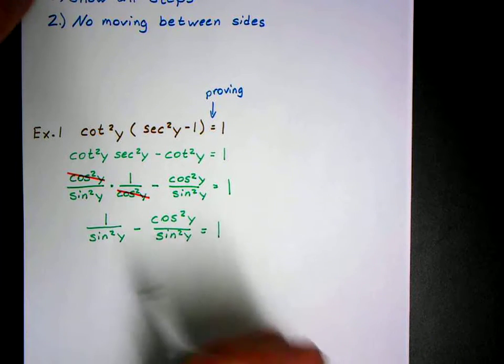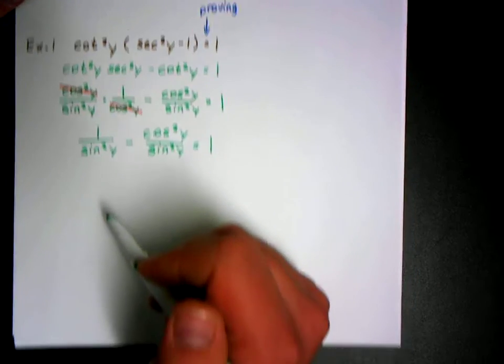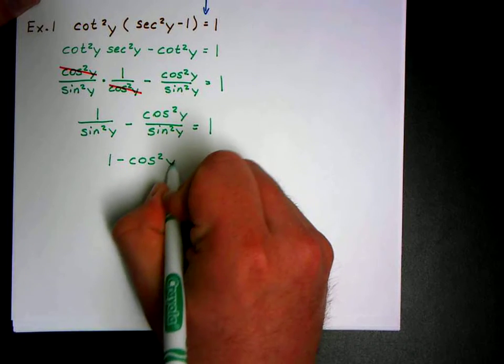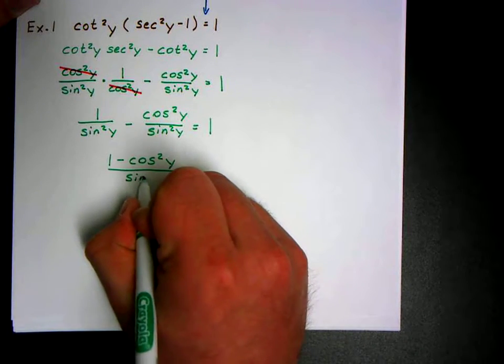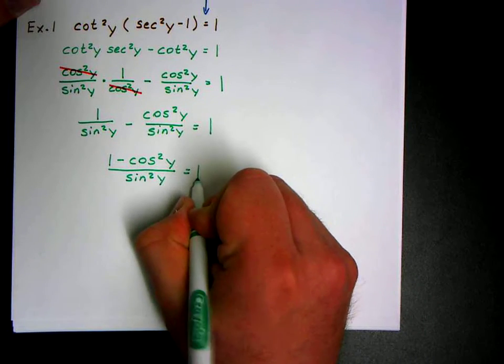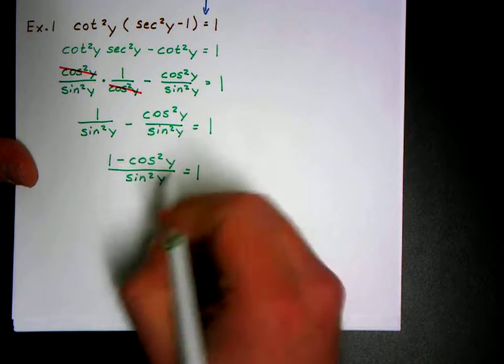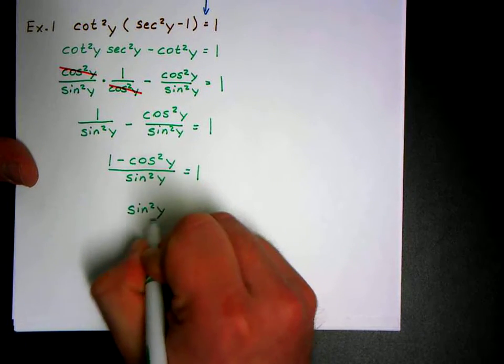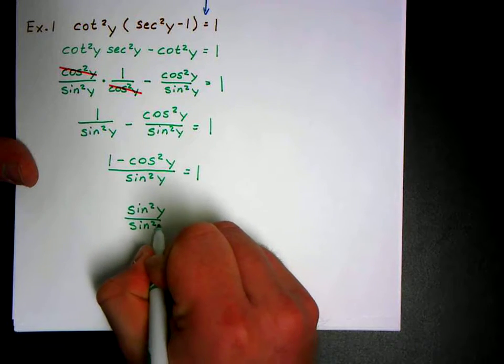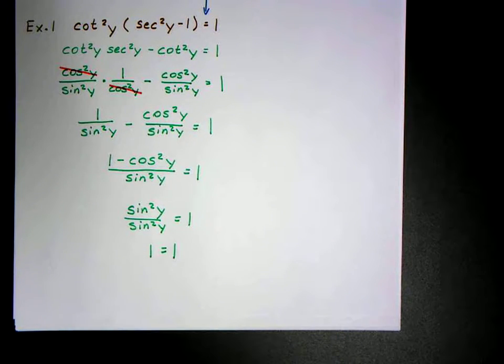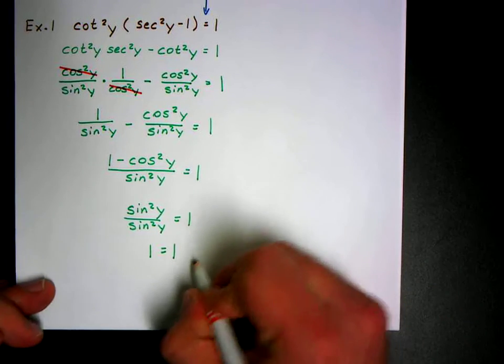Okay, I have a common denominator, so I could go ahead and subtract my fractions, right? Okay, so this, by your Pythagorean, is equal to sine squared y. Since we're doing a proof, we have to actually show both sides are equal, so we need to show sine squared y over sine squared y is 1, so 1 equals 1. So, we finished our proof.